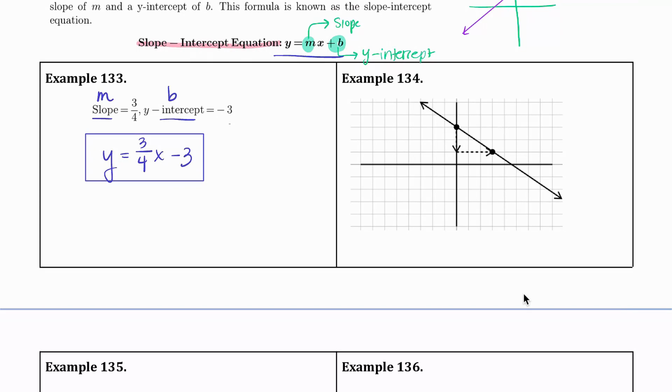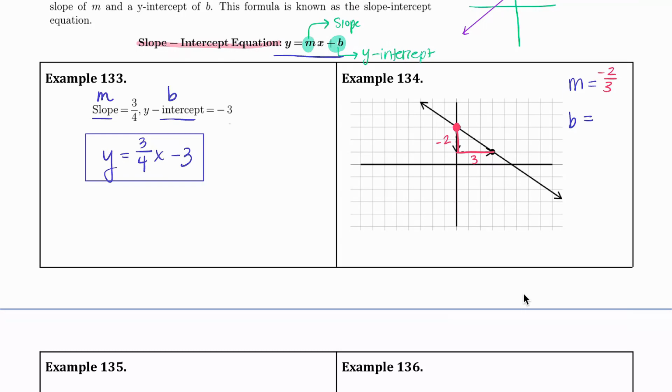Okay, example 134, we don't know our m and we don't know our b. So we're going to have to use the graph to help us find that first. To find our slope, remember we use rise over run. I always start with the left point and we move vertically first. So here I move down 2, so my rise is -2. Then we move horizontally 1, 2, 3, so our run is 3. So the slope of this line is -2/3.